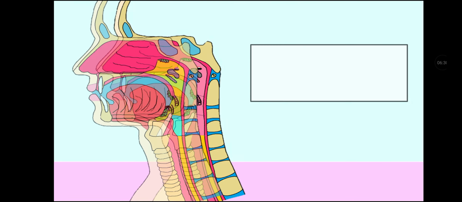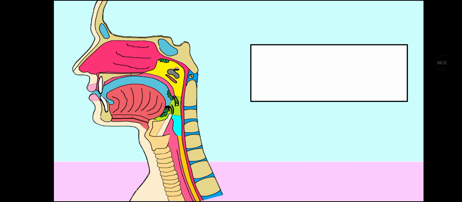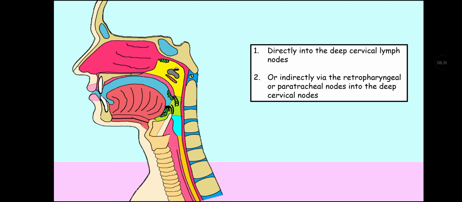Lymph drainage of the pharynx. Lymph drainage of the pharynx is by two ways, either direct lymph drainage or indirect lymph drainage. The lymph drains directly into the deep cervical lymph nodes, but if it does not drain directly, it drains indirectly through retropharyngeal or paratracheal nodes into the deep cervical nodes.